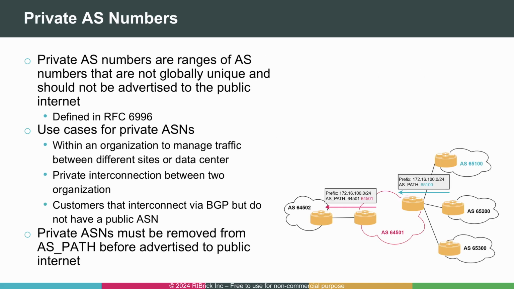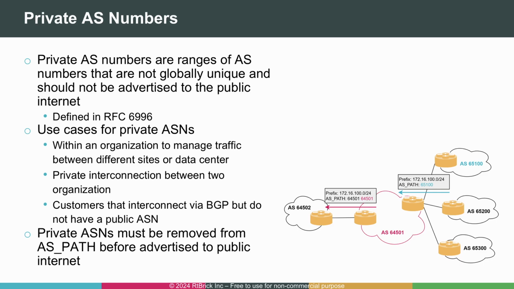To advertise routes to the Internet using BGP, you need a unique autonomous system number assigned by an Internet registry. RFC 6996 defines ranges of AS numbers that are considered private. These numbers shouldn't be advertised to the public Internet. Private AS numbers are commonly used in lab environments, within organizations to manage traffic between units, sites, or data centers, and even for private connections between two organizations.